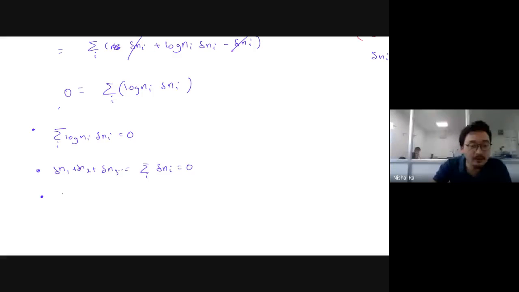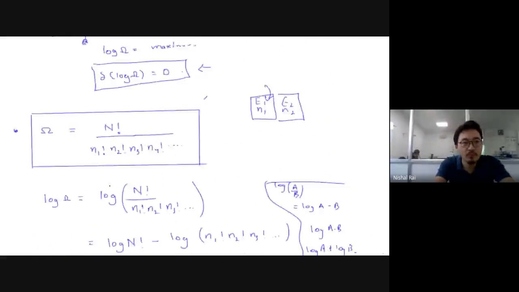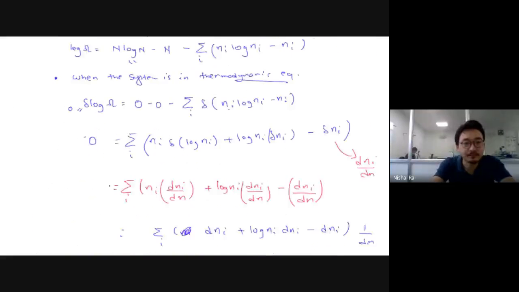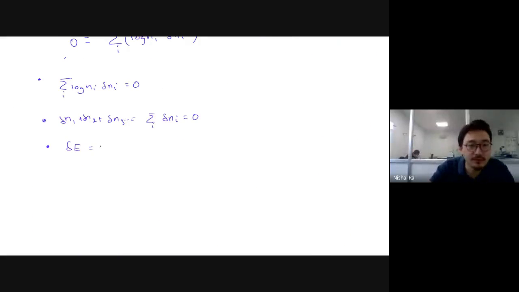And the third one was what? Delta of E, if you all remember. Delta E, the energy, which is given by what? Have we written that one? Yeah, delta of E should be 0, which is basically delta of E1 delta of N1 plus E2 delta of N2 plus so on and so forth should be 0, or simply summation of Ei delta Ni should be 0.